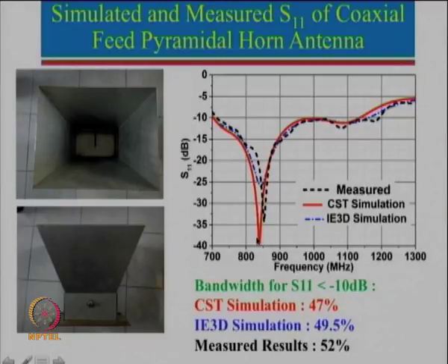We have done the simulation using i3D, and also using CST Microwave Studio software. Then we have done the measurement also. You can see that the results are in reasonably good agreement. And the bandwidth for minus 10 dB is almost close to about 50%.